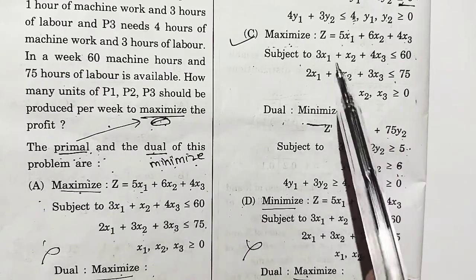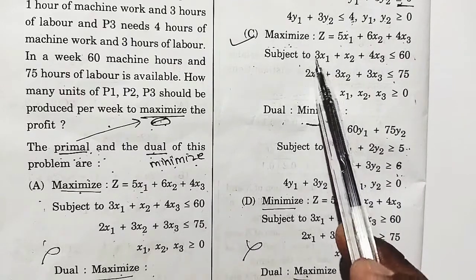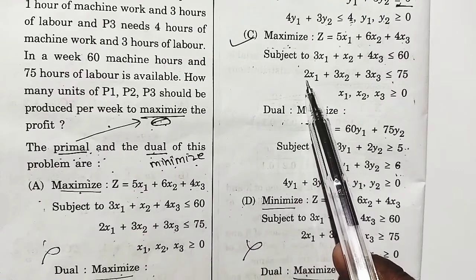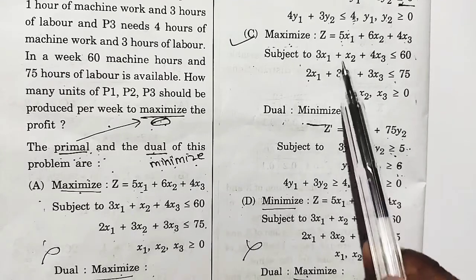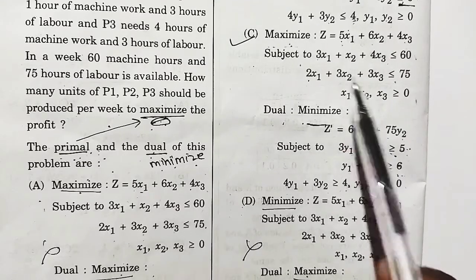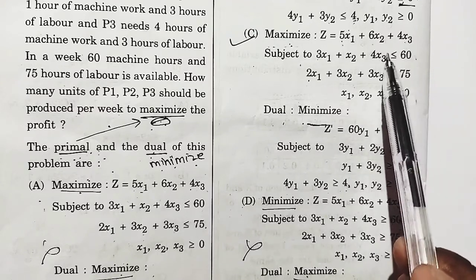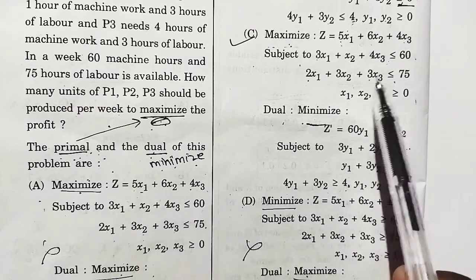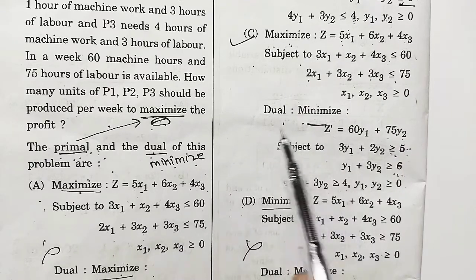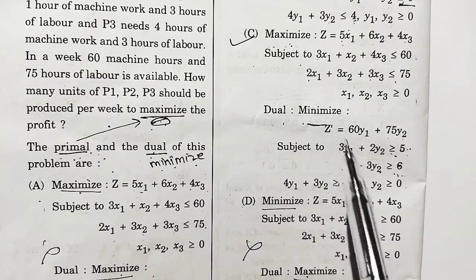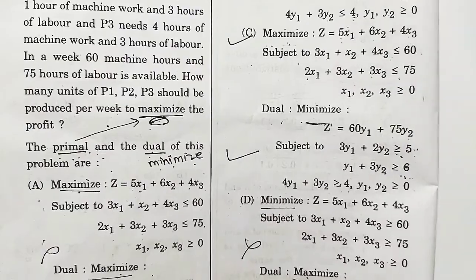Now the next equation should be like this: 3y1 plus 2y2 is greater than or equal to 5. It is correct here. Second, y1 plus 3y2 is greater than or equal to 6. It is also correct here. And 4y1 plus 3y2 is also greater than or equal to 4. It is also correct here. So all three steps of primal versus dual are satisfied in option C. So option C is correct for question number 67.